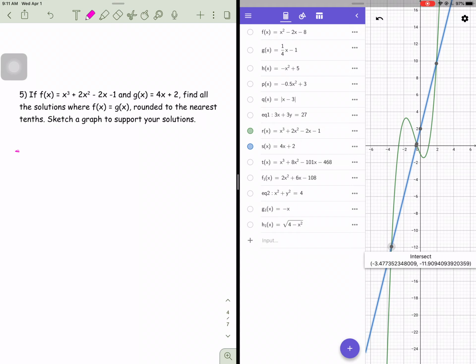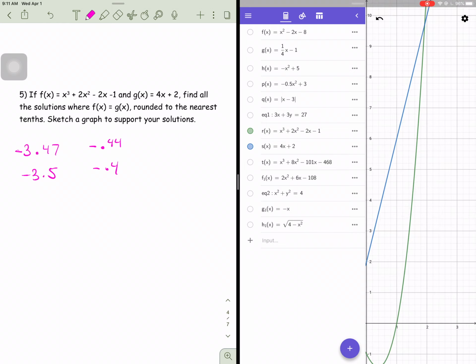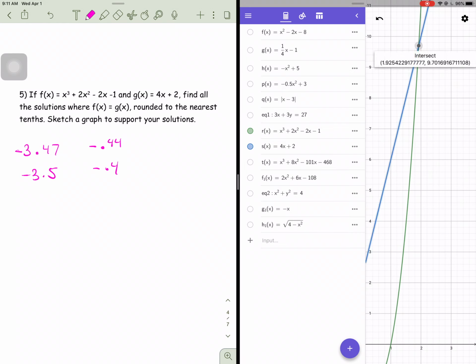So you get negative 3.47, which is negative 3.5. Now be careful, there's a lot going on here. See, I clicked that, it says root. That's not what I want. I want the intersection, so I got to zoom in a little. Okay, and then you get negative 0.44, which is negative 0.4. And then the last one, 1.92, which is 1.9. So those are my 3 answers. We put x equals negative 3.5, x equals negative 0.4, x equals 1.9.